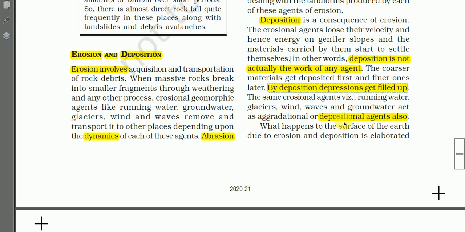So in this way, the same erosional agents like running water, glacier, wind, waves, and groundwater also act as depositional agents.